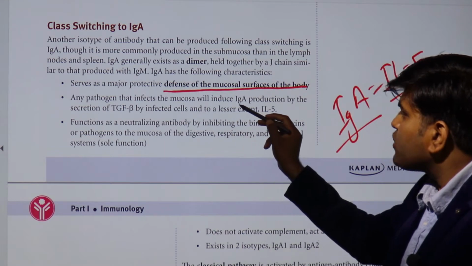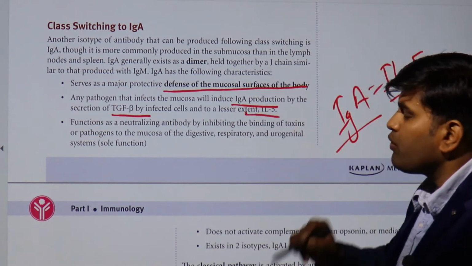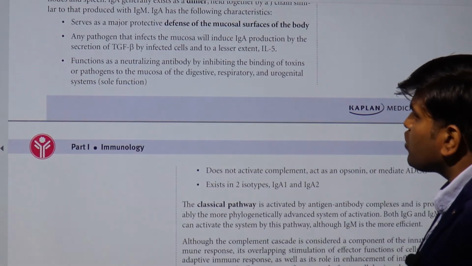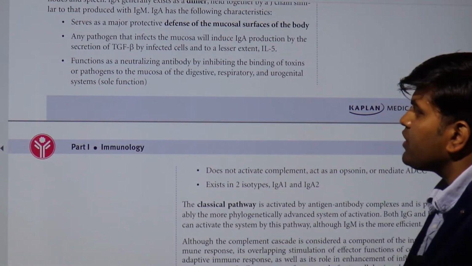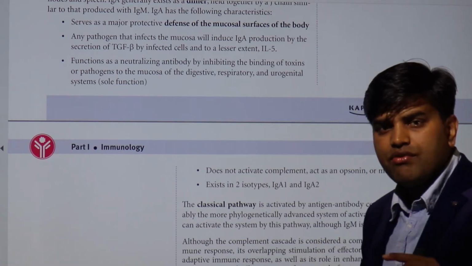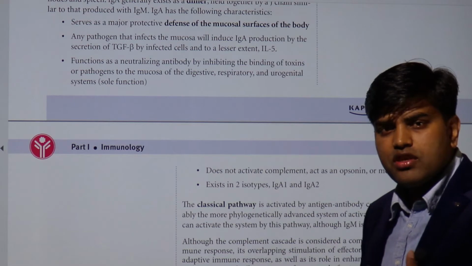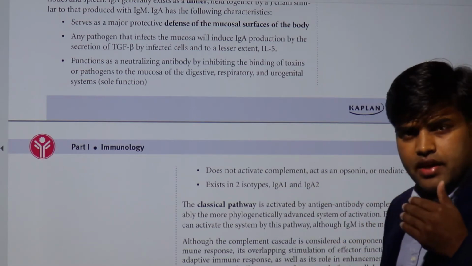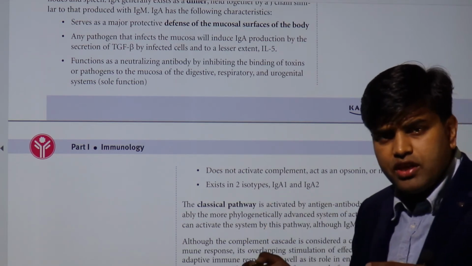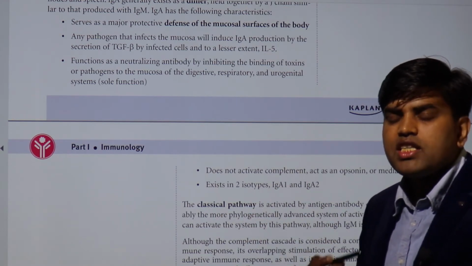Any pathogen that infects the mucosa will invade by inhibiting immunoglobulin A production through the secretion of TGF-beta and interleukin 5. The major function is neutralizing by inhibiting the binding of toxin or pathogen to the mucosa of the digestive, respiratory and urogenital systems. So in the mucosa, a layer or paste of this antibody is present. This layer lines the mucosal surfaces and provides protection against infection and bacteria, and any bacteria that has IgA protease that can break down immunoglobulin A will cause respiratory tract, urogenital tract or GI tract infection.